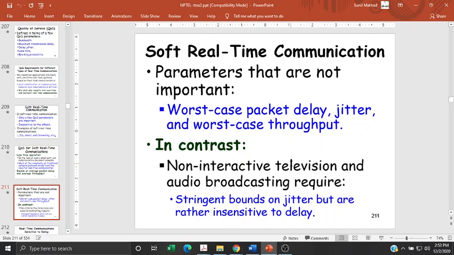Non-interactive television and audio broadcast requires stringent bounds on jitter, but is rather insensitive to delay. This speaks about variation in the arrival times of the frames or the packets, so you may start seeing some glitches or some blocks on your screens. With respect to television, one aspect may be more important than the other. Considering jitter and delay, there are stringent bounds on the jitter, but with delay, yes, some flexibility is there.